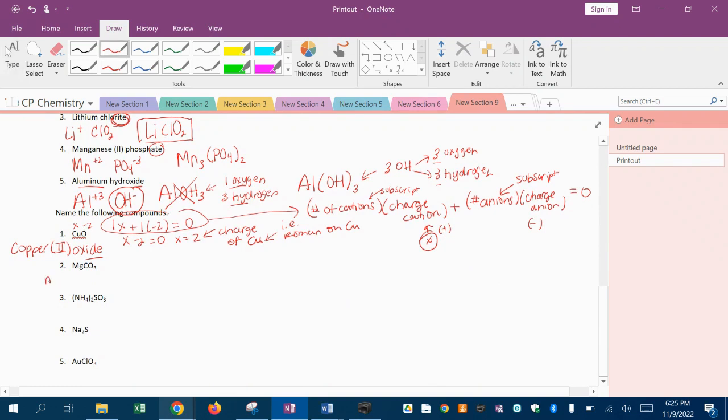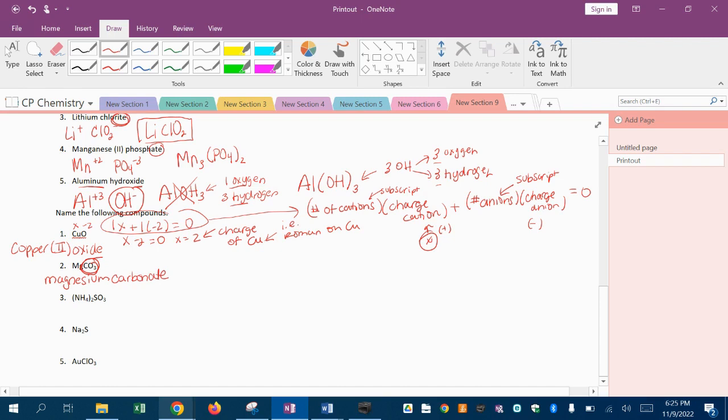So Mg is magnesium. And we said we do not need a Roman numeral because magnesium always has a +2 charge. Now this you have to recognize, CO3. Again, if you don't recognize it, you can look at the back of your polyatomic ion sheet. This is magnesium carbonate.